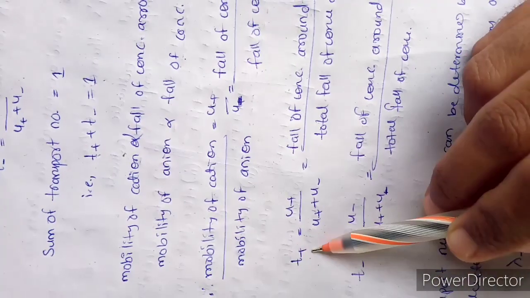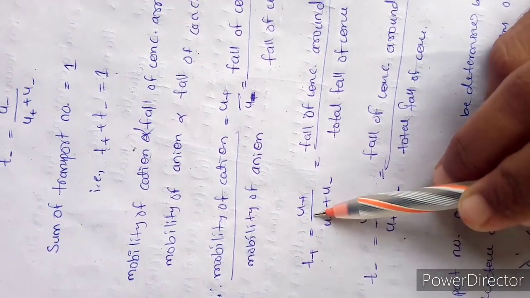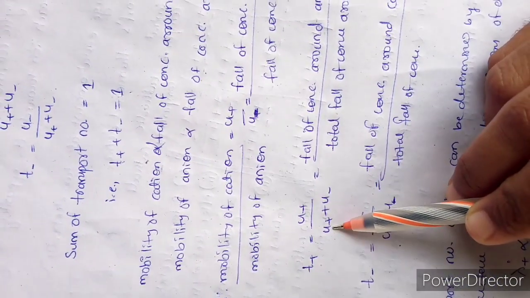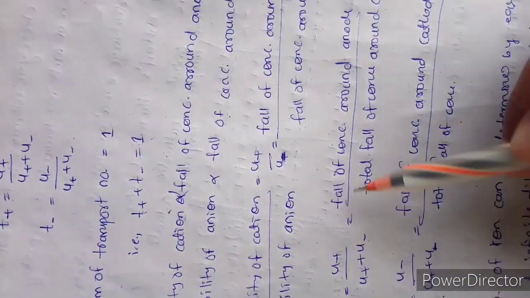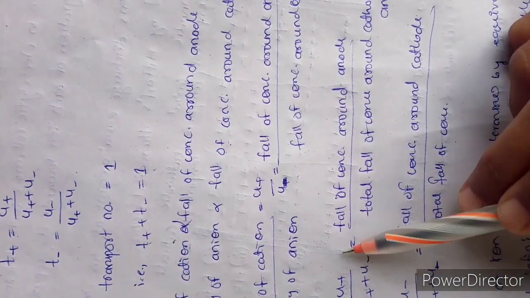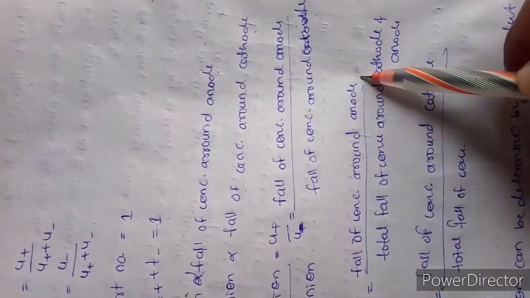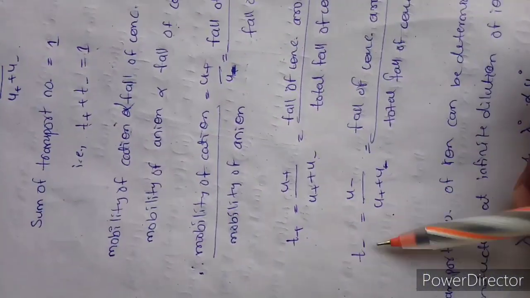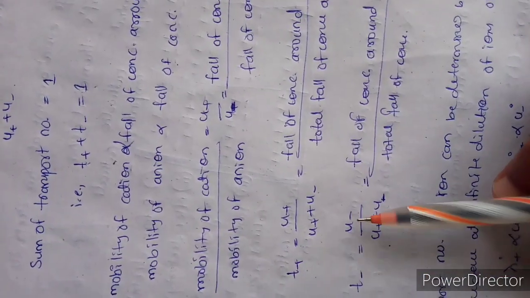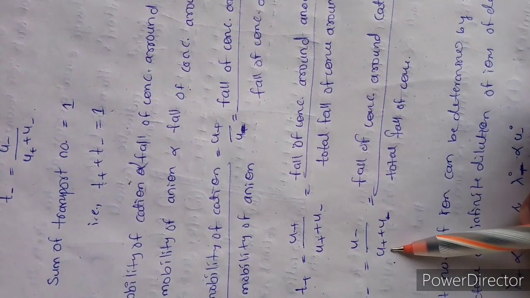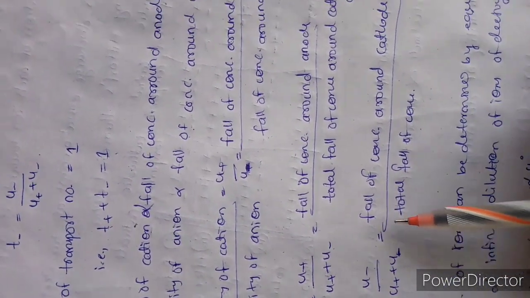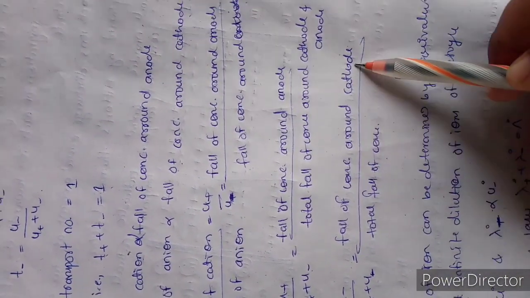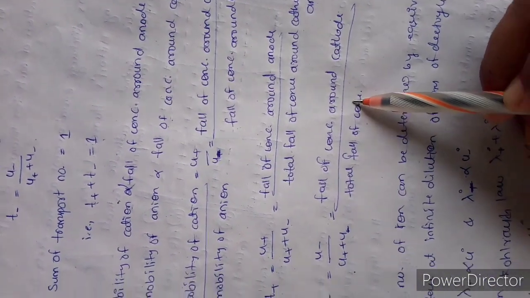Next, the transport number of the cation is equal to the mobility of the cation divided by the mobility of cation plus anion, which is equal to the fall in concentration around the anode divided by the total fall in concentration around the cathode and anode. Similarly, the transport number of the anion is equal to the mobility of the anion divided by the total mobility of anion plus cation, which is equal to the fall of concentration around the cathode divided by the total fall of concentration.